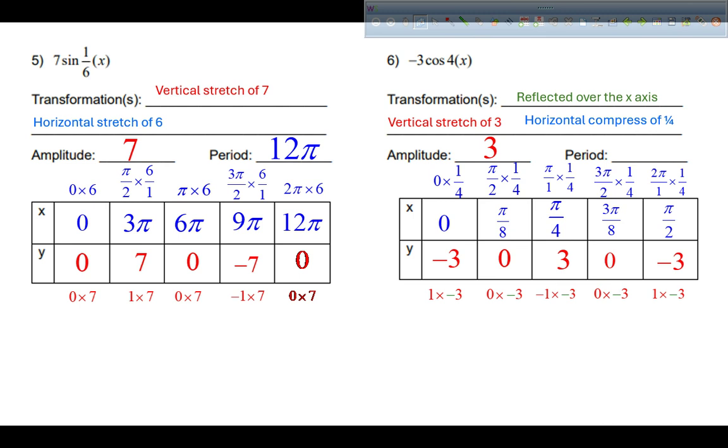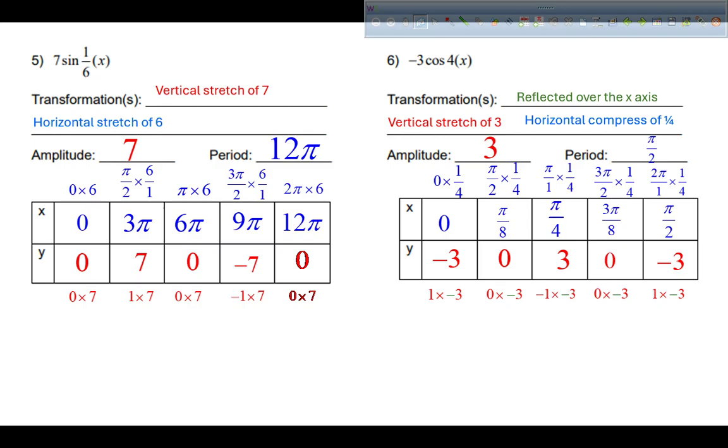The period is how long it takes to finish the cycle. This one gets done in pi over 2 units. That's when I'm done the table. So the period is pi over 2 to get from start to finish, which is 4 times the original speed. Right? It used to take 2 pi. Now it's taking 1/4 of that. It's quicker.